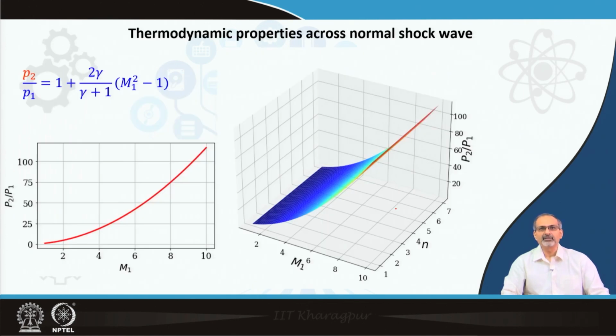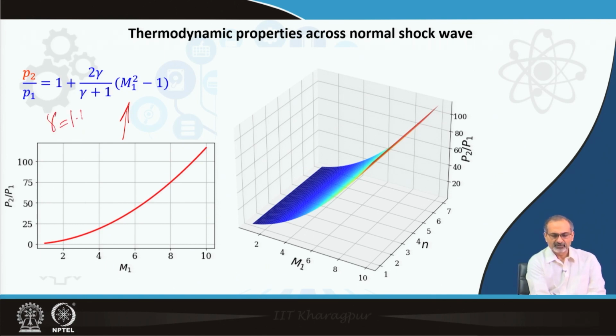Now, as a consequence, you will find that the thermodynamic properties across the normal shock wave would change as the n varies. So, if you were to use the P2/P1 form, assuming the gamma to be constant, for air we assume it to be 1.4, then P2/P1 as a function of m1 varies like this. So, at m1 equal to 10, you see that P2/P1 takes up a value beyond 100.